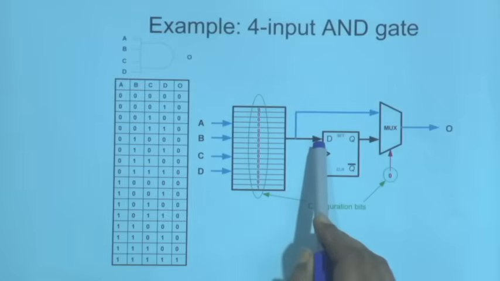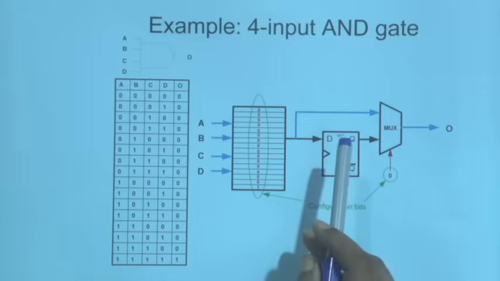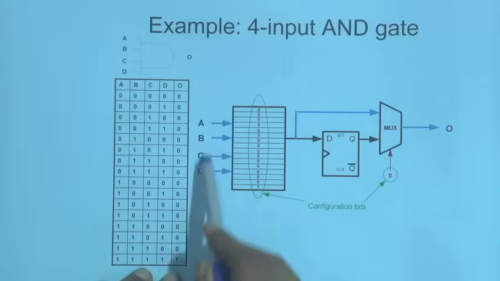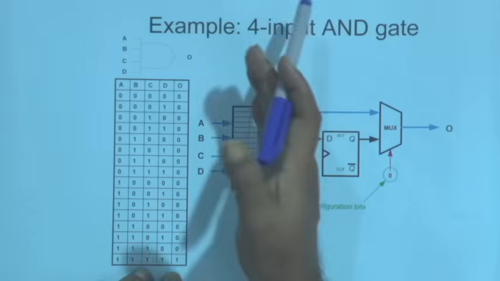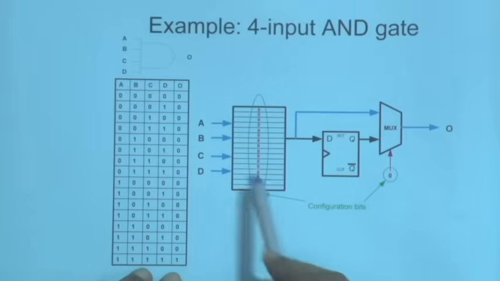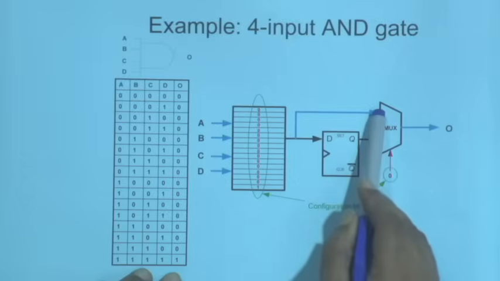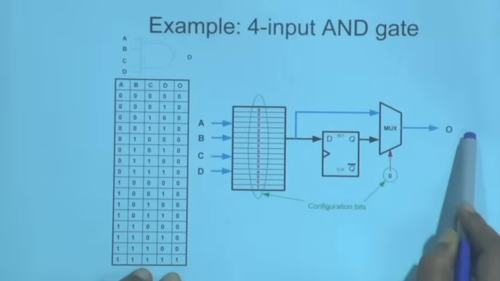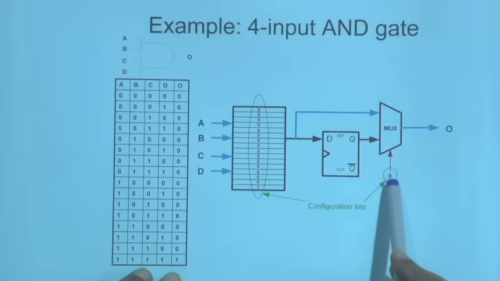Now, as an AND gate, it is a combinational circuit. Therefore, the output will immediately follow the input. So, whenever these inputs come, this lookup table will feed that particular 1 or 0 over here, and then I will have to select this path from the multiplexer. Therefore, I have to feed this multiplexer with a 0. Clear?